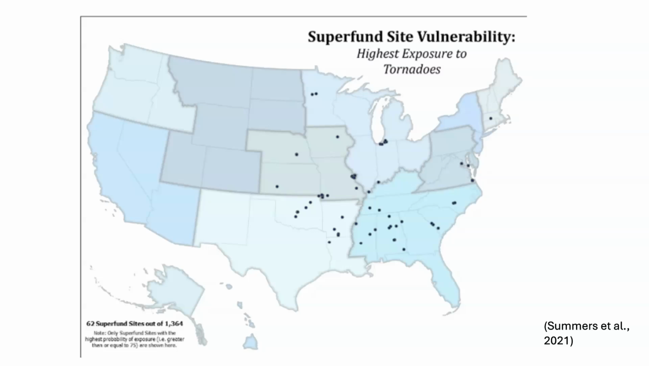So, this is an example from my peer review article by Summers. And these are some of the highest exposures to tornadoes. Even though we might think, oh, it is very little, like 62 out of 1,364, these do lead to negative health effects to our community, and not just health effects, but also financial ones, as I will explain in the next slide.